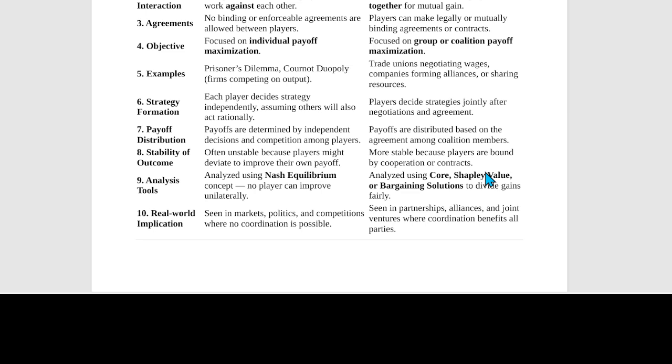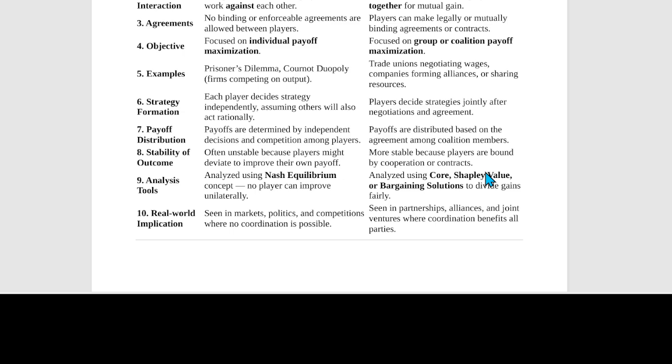And then there is outcome stability. Outcome stability can be unstable in non-cooperative games because players may change plans to win more. Okay, outcome stability in cooperative games is stable, because promises keep everyone together. Okay, very corny line, but ठीक है, याद रहेगा तुम लोगों को.